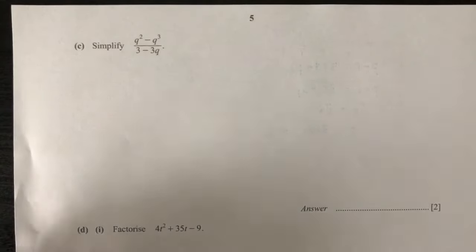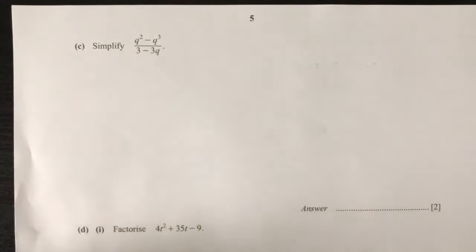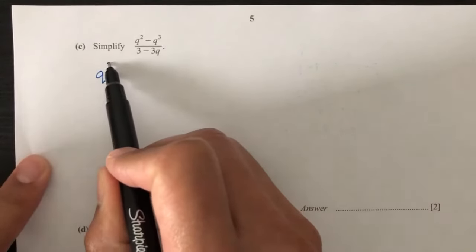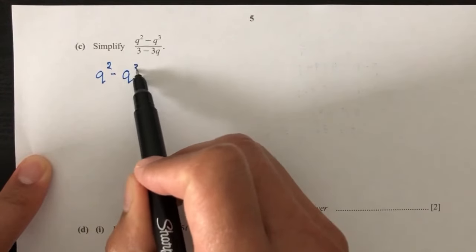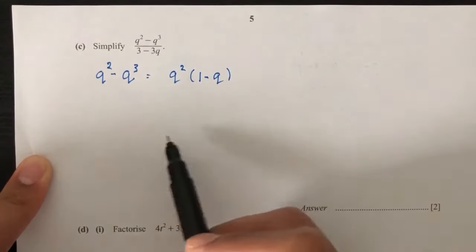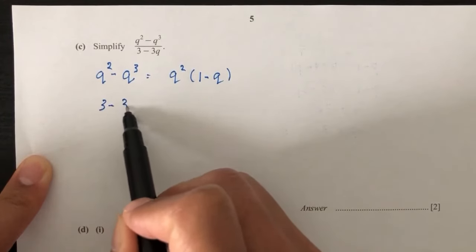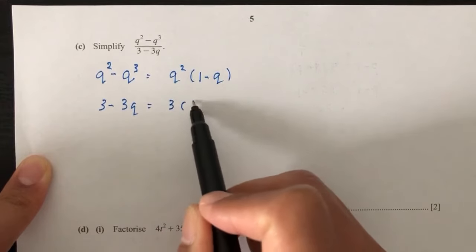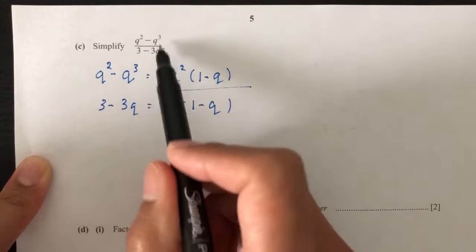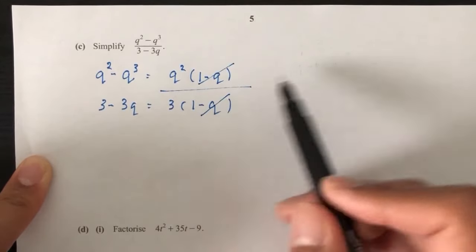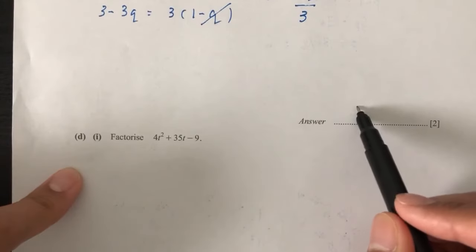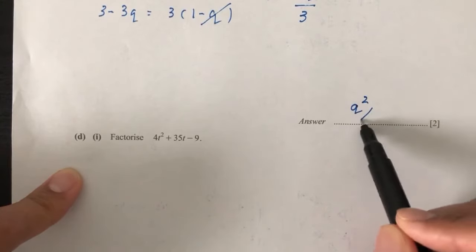Okay. As for now, for part C, we have to simplify this as well. So let's do one by one. Above in the numerator, we have q squared minus q cubed. If you take out q squared, we have 1 minus q. And for the bottom, we have 3 minus 3q. If you take out 3, you will have 1 minus q. So we now replace back in the fraction. Simplify. This goes away, so we have q squared divided by 3. So your answer is q squared by 3.